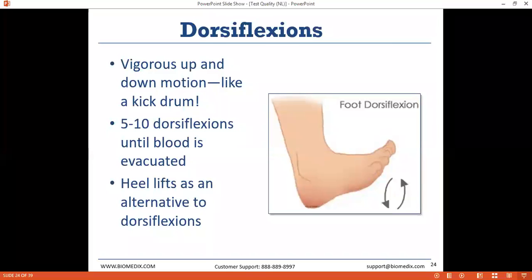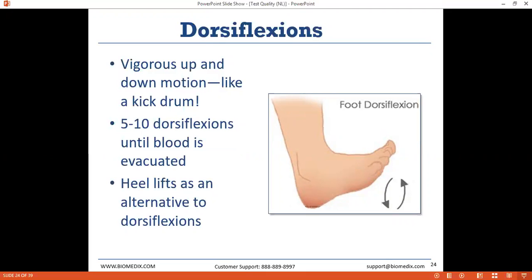Another common problem with this test is that patients don't perform dorsiflexions properly. It's not an intuitive motion for a lot of patients. It's not an intuitive thing to do. And so I did want to take a second to talk through dorsiflexions and coaching patients on how to perform them.